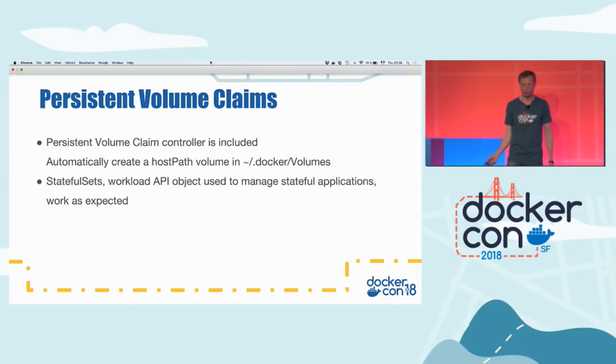And in addition to persistent volume, you can create persistent volume claims. So basically that's a request to have a persistent volume set up for your pods. So we have a controller for persistent volume claims that is started with the Kubernetes cluster. And automatically, when you have a request for a persistent volume, we will create this in your host home/.docker/volumes folder. And having this in place in the cluster allows us to leverage other features such as stateful sets automatically. Just because we support persistent volume claims, stateful set will work out of the box.